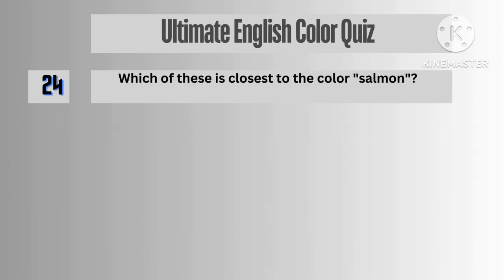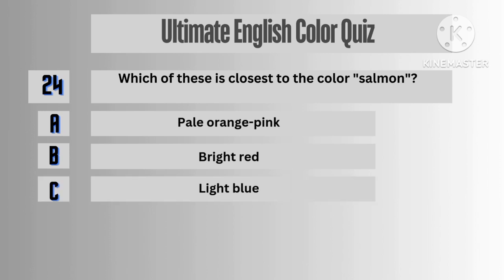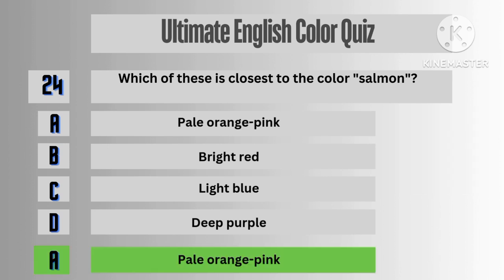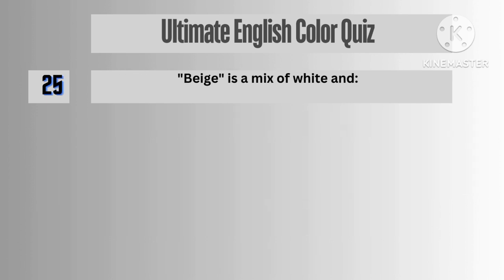Question number 24. Which of these is closest to the color salmon? Option A. Pale orange pink. Option B. Bright red. Option C. Light blue. Option D. Deep purple. 5, 4, 3, 2, 1. Correct answer is A. Pale orange pink.